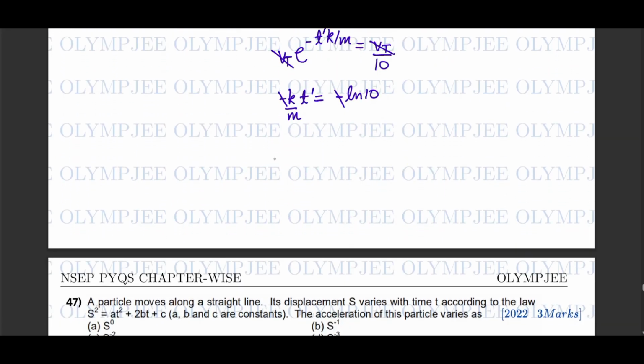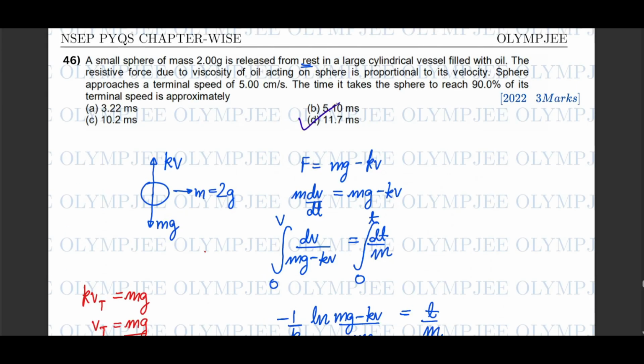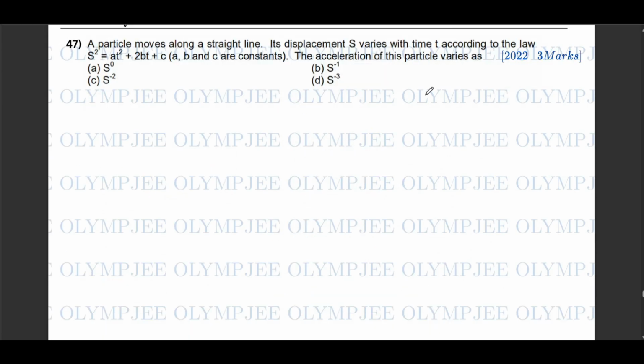So now we can substitute k by m here. So it will become 196 t dash is equal to log 10, which is 2.3. So we will get t dash equal to 2.3 divided by 196, which is 11.7 milliseconds. 11.7 milliseconds is correct. Now question 47 says a particle moves along a straight line.